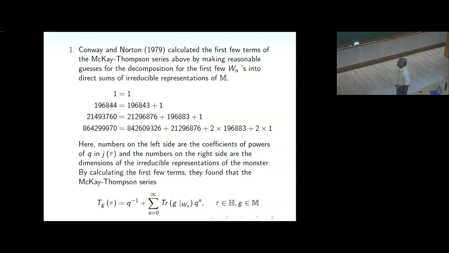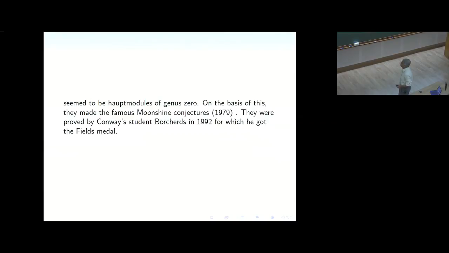And by calculating, they found what is called the McKay-Thompson series. For any element g of the group G, we look at this function where the coefficient is the trace of g on W_n. W_n is the nth module in the graded thing, and they seem to be hauptmoduln of genus 0.